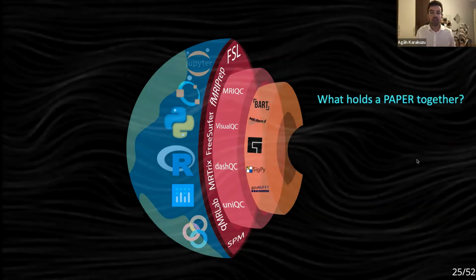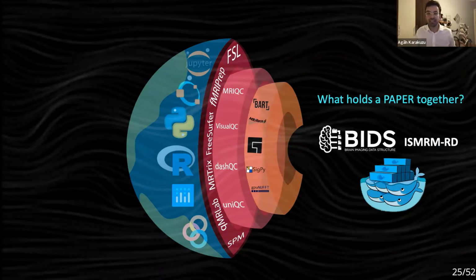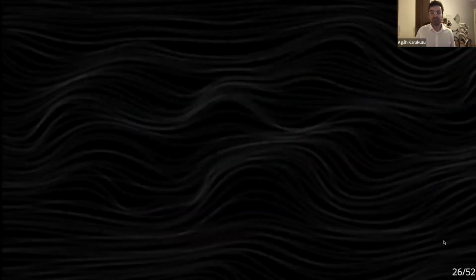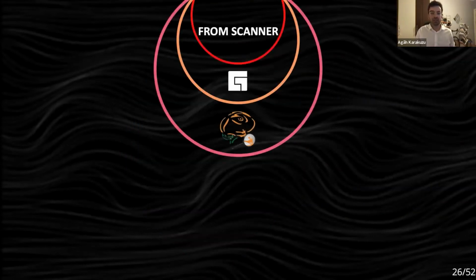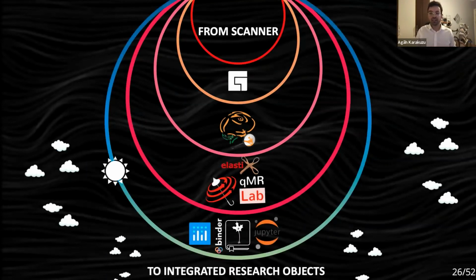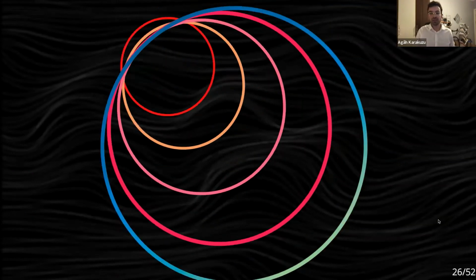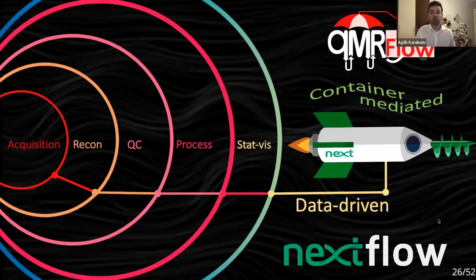Or what holds a paper together? I argue that we need community data standards and reproducible execution environments working their magic in a data-driven workflow. And to create fully transparent papers, from scanner to the publication of integrated research objects, I developed qMR Flow. It's a container-mediated and data-driven quantitative MRI pipelines manager, which is powered by Nextflow.